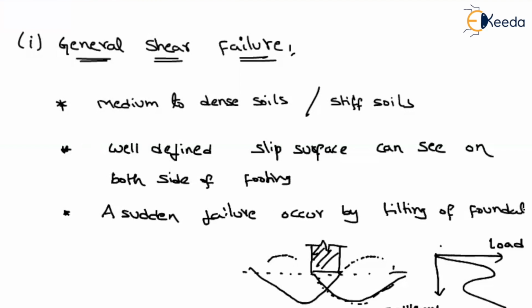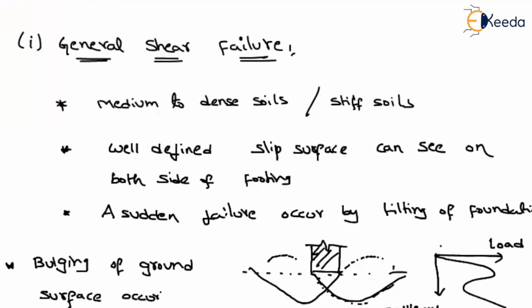The tilting depends again upon the type of the structure and the arrangement of the columns. The only thing we have to understand is that a sudden failure will occur. The next point is bulging. Bulging means that the surrounding soil will come out. So that is what is called bulging. Bulging of the ground surface occurs before failure.